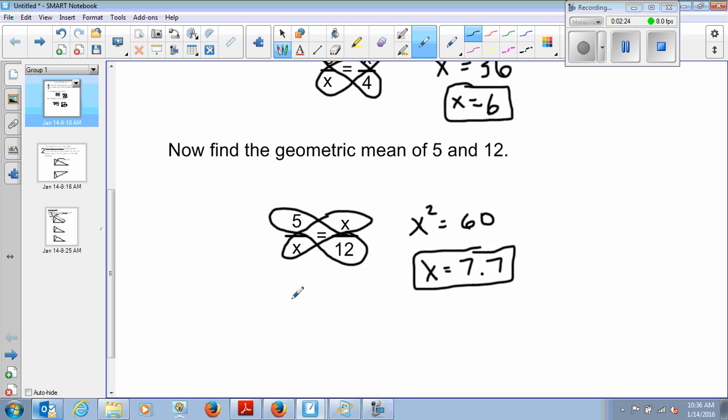Now, like I said, it wouldn't really matter. I could set it up where x over 12 equals 5 over x. It really doesn't matter, just as long as I'm cross-multiplying those x's and cross-multiplying the two numbers that I'm trying to find the geometric mean for. And that's it. But you have to know what geometric mean is, and that is what it is.